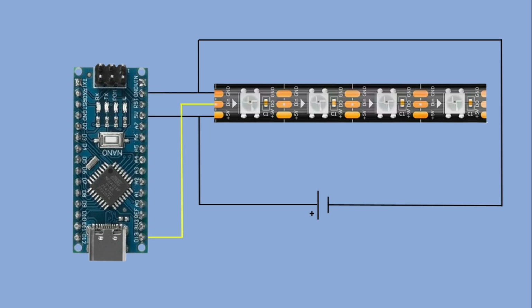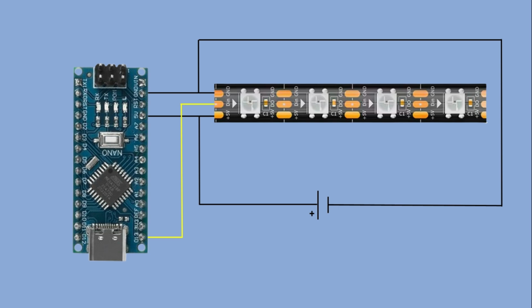The data in pin connects to any digital pin on the Arduino. Since the data line operates at 5 volts logic, we don't need any complex level shifting circuits or MOSFETs, unlike what we sometimes need for single color or analog RGB strips.